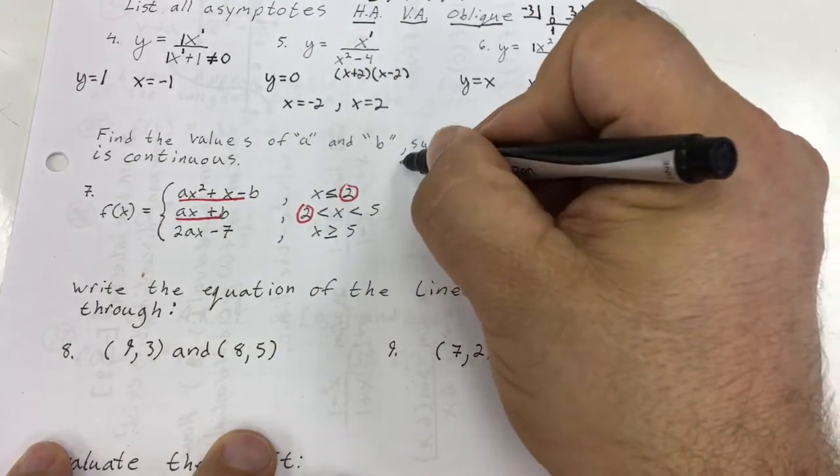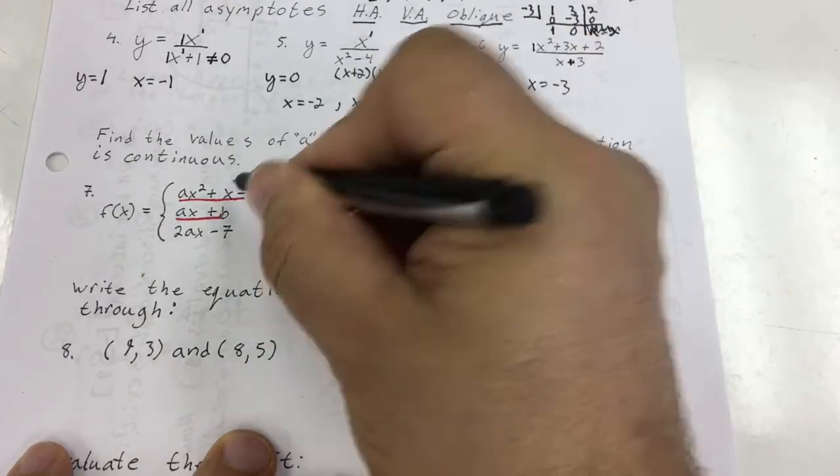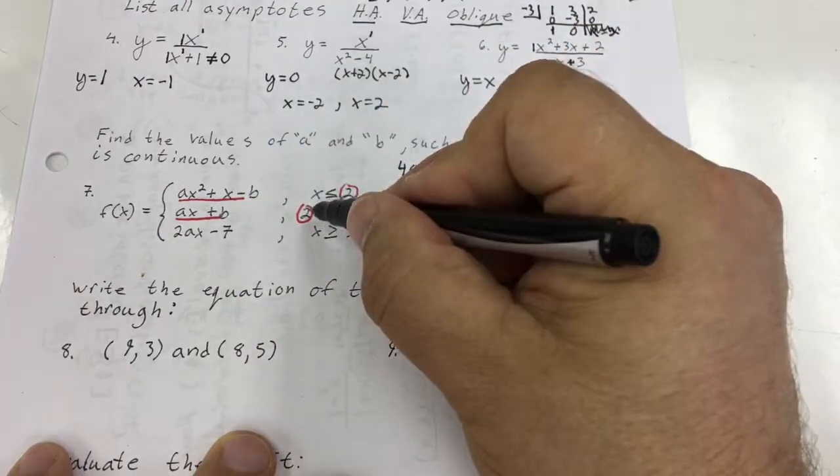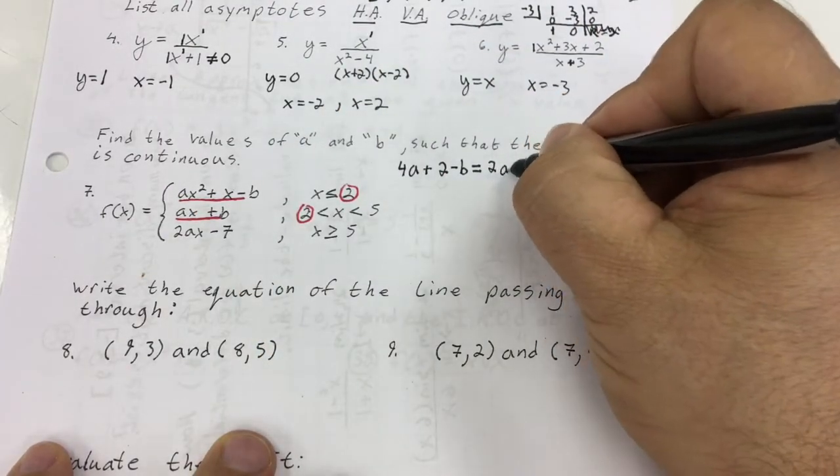And that's going to give me 4a plus, I plug the 2 in for the x, 2 minus b, nothing for that. And I set it equal to this middle. And I plug the 2 in again. So that's 2a plus b.